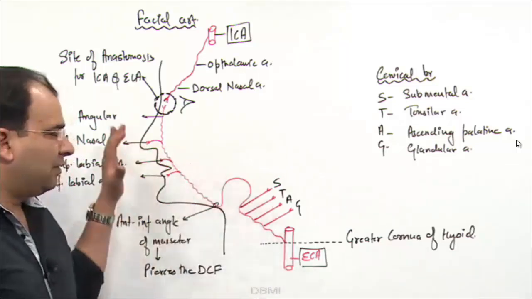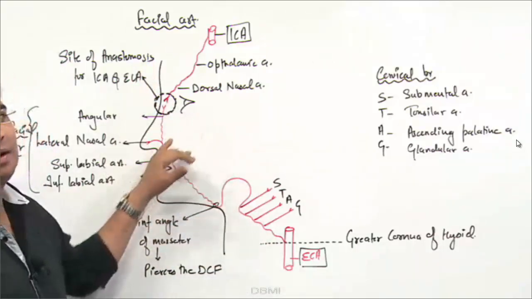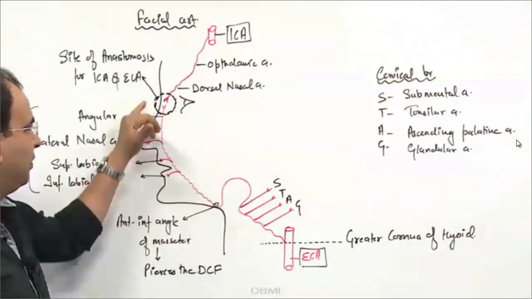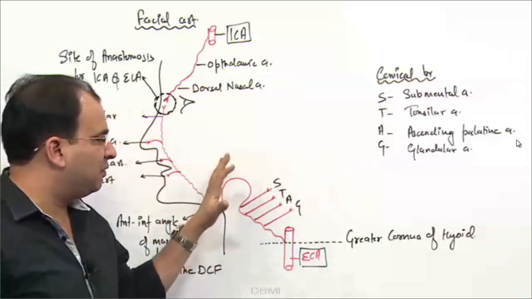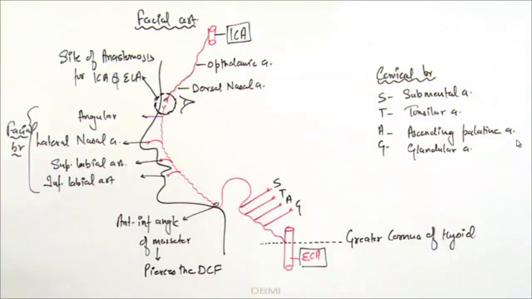So for the facial artery, we have all these facial branches on the face, the named facial branches. We have unnamed branches which are going to the muscles. Then we have the STAG, the 4 branches which are given off in the neck, called the cervical branches of the facial artery. The important thing is at what level it comes onto the face.